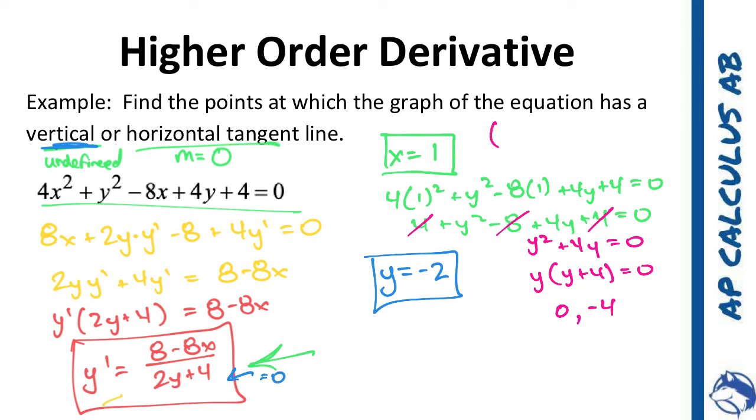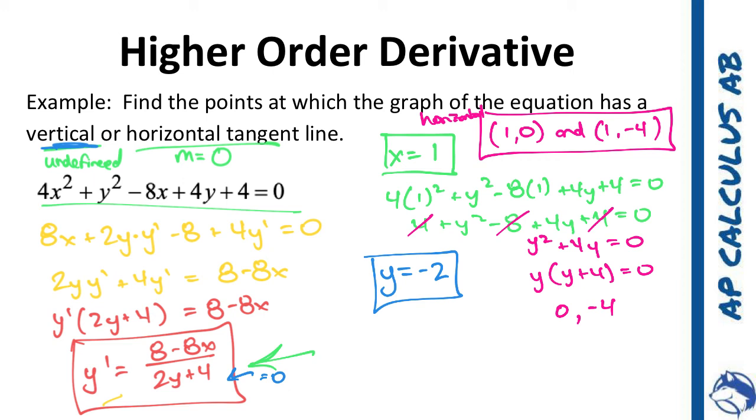So what this means is I have 2 points. I've got 1 comma 0 and 1 comma negative 4. And those 2 points are going to be where the slope is actually going to be equal to 0. So this is where we've got our horizontal.